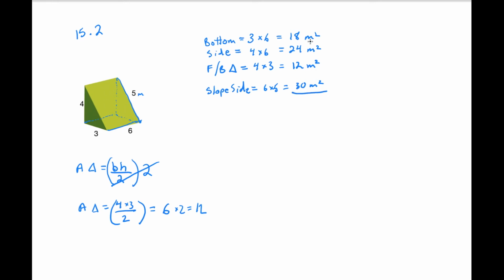So we're going to add those together. And we are going to get, that's 10, 14, carry 1. And then that's 4, 5, 6, 7, 84 meters squared for 15.2 for this triangular right prism. Okay. Oh, look, I got that right. I checked the book. I did a good job. All right.